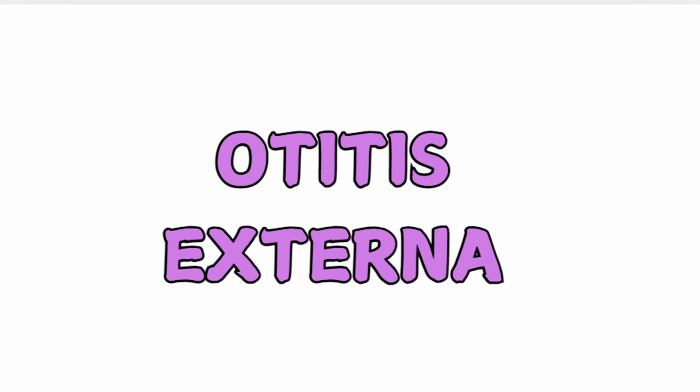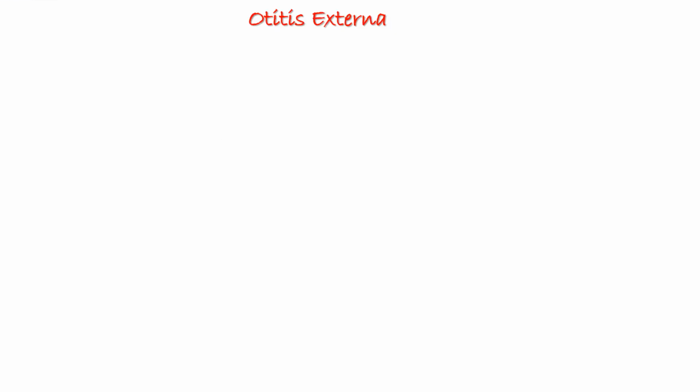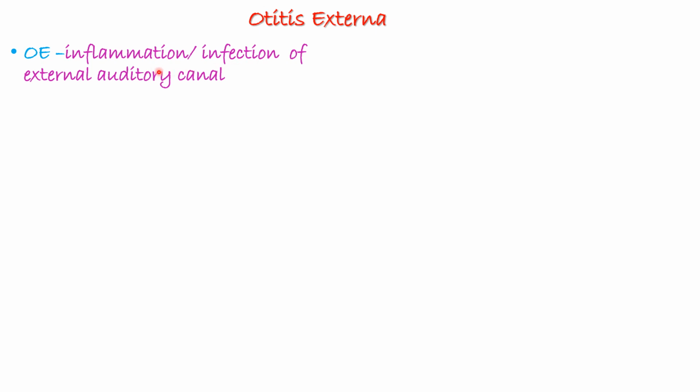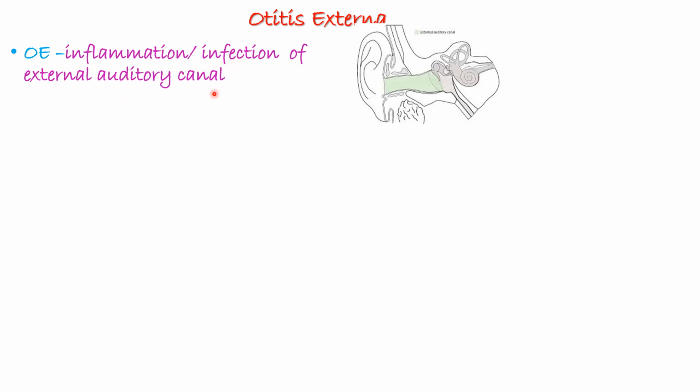Today's topic is otitis externa. Let's dig in. Otitis externa, from the name: otitis means inflammation of the ear, externa means external. This is also called swimmer's ear, and it is the inflammation or infection of the external auditory canal.